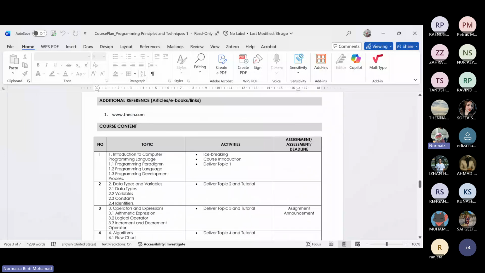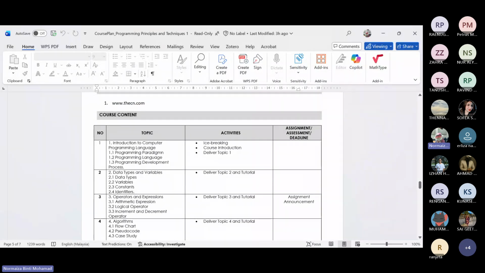Okay, so we look at the course content. What are we going to cover in this course? Firstly, we're going to look at the introduction to computer before we go to C++ itself and its notation. We first look at the introduction to computer programming language, so we can get programming paradigm, programming language, and the programming development process. So it's just an introduction of computer programming language before we go to C itself.